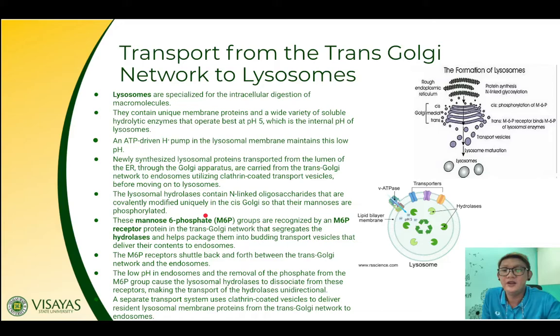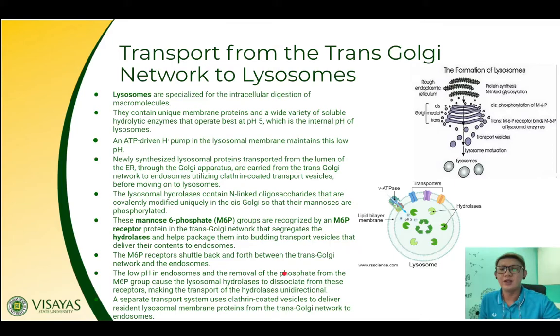These mannose 6-phosphate groups are recognized by an M6P receptor protein in the trans Golgi network that segregates the hydrolases and helps package them into budding transport vesicles that deliver their contents to endosomes. So the M6P receptors shuttle back and forth between the trans Golgi network and the endosomes.